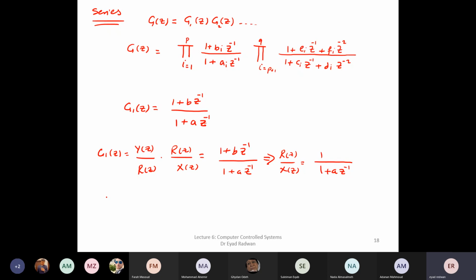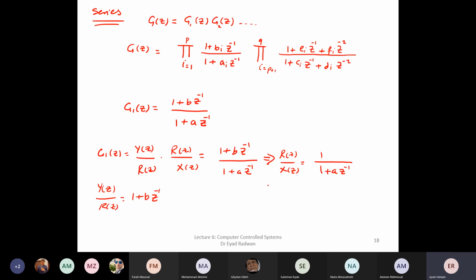هناخد الترم اللي هو Y of Z على R of Z equal to 1 plus BZ inverse. نعمل implementation لهذا الترم ولهذا الترم، وهيك نكون عملنا implementation للفيرست اوردر ترم.